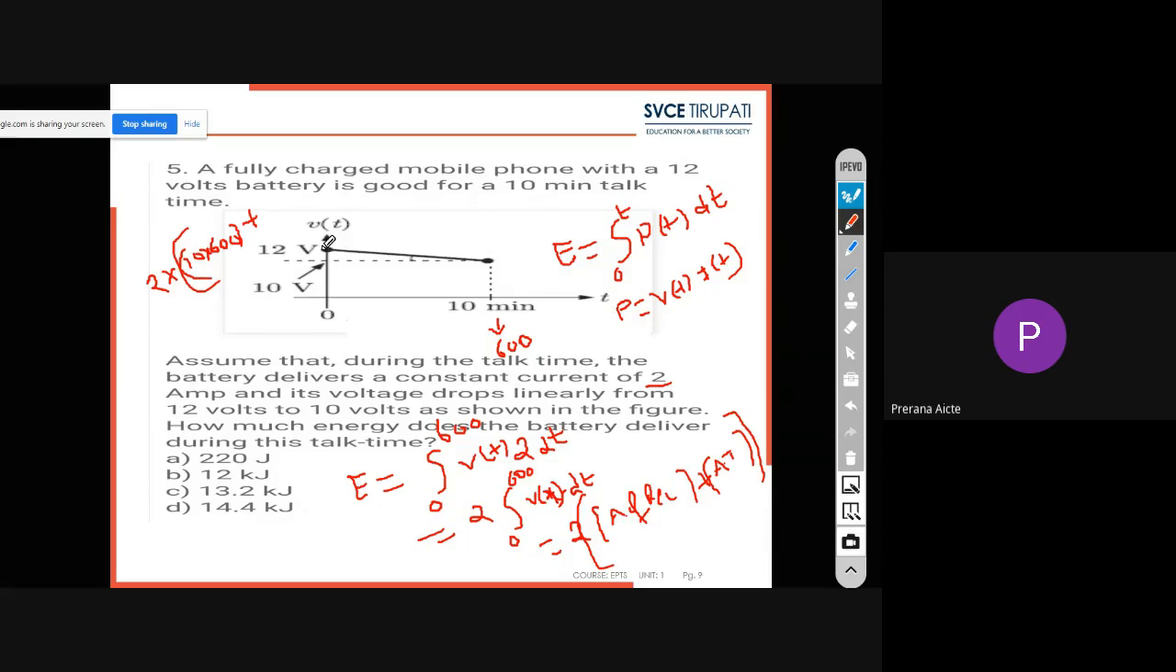Plus, what is this area formula? Anyone? Area of triangle formula is half into L into B, that is, height into breadth. What is the height value here? What is this value? 2 into... and this one is 600. So this 2 is cancelled. So this is 6000 plus 600. Yes or no? 6000 plus 600, how much?